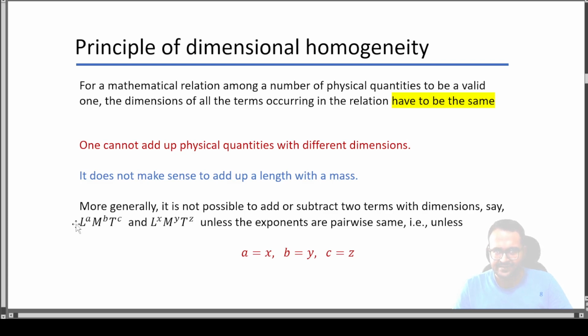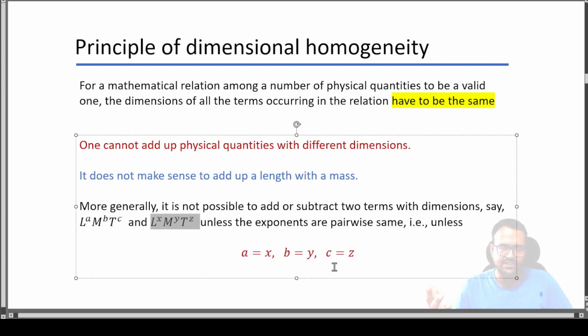So in general, if you have a quantity with dimension of L to the power A, M to the power B and T to the power C, and we add with it another term with dimension L to the power X, M to the power Y and T to the power Z, we cannot add or subtract unless the exponents are pairwise same. That means unless A equals X, B equals Y and C equals Z, we cannot add or subtract any two terms. That is the principle of dimensional homogeneity. I think technically you know all this, but okay, this is a little bit of formality.